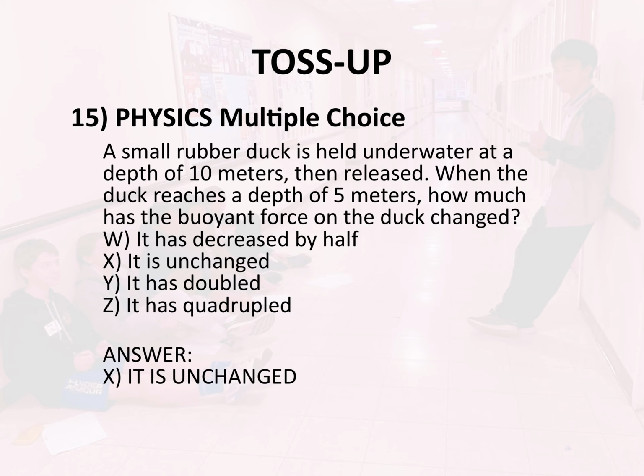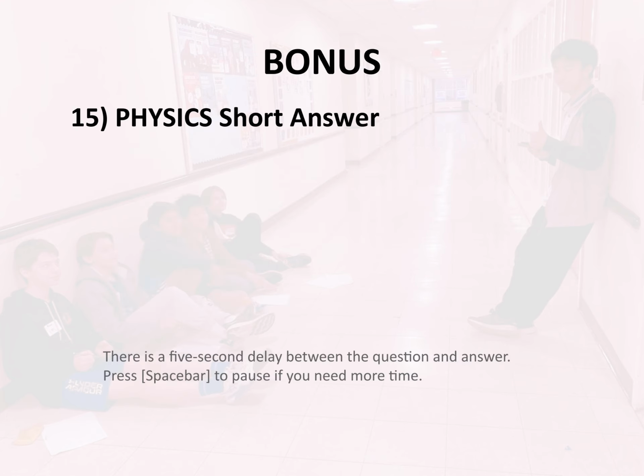Bonus 15. Physics. Short answer. Charged particles in a uniform magnetic field will undergo circular motion with a period of T equals 2 pi m over the quantity q times B. The magnetic field of the Earth is roughly 10 to the power of -4 Tesla, assuming it is uniform. Given the mass of a proton to be 1.6 times 10 to the power of -27 kilograms and its electric charge to be 1.6 times 10 to the power of -19 coulombs, providing your answer in scientific notation to one significant figure, what period in seconds would you measure for a proton?